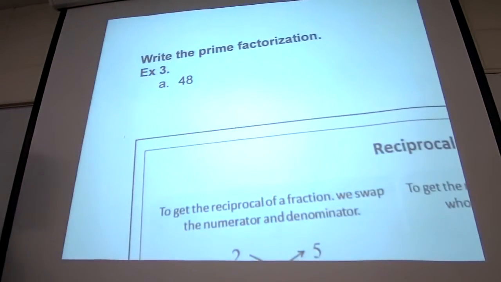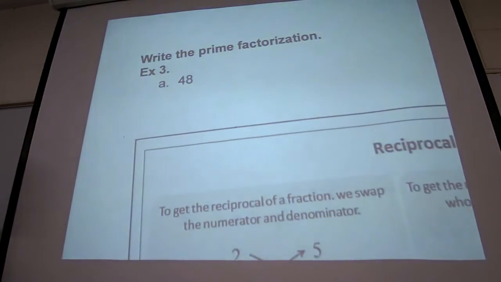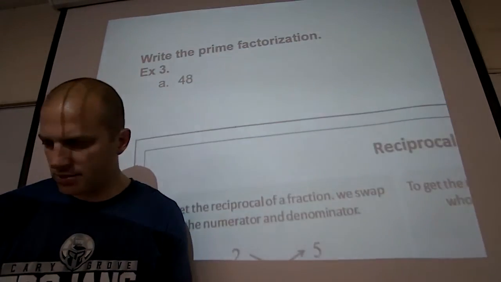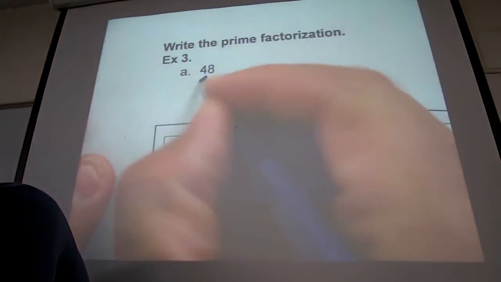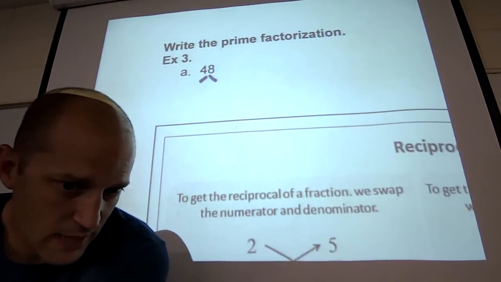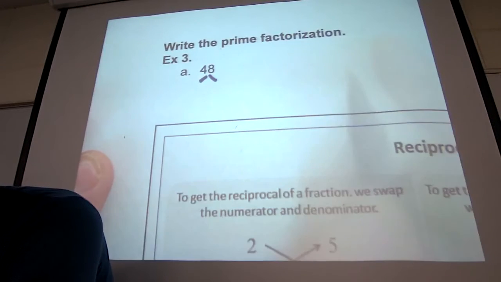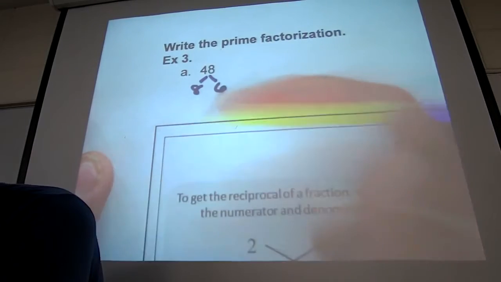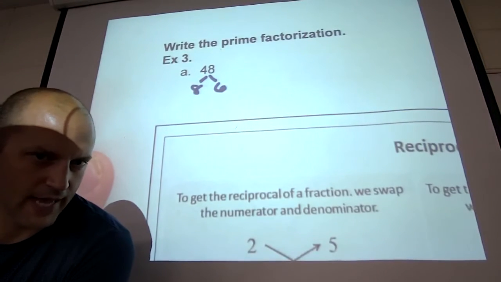Next thing we need to do is prime factorization. Write the prime factorization. Now, I like to do factor trees, okay? So I'm going to start with 48. So hopefully we can see we got 48 here. What do you want to divide 48 by? Give me a number that 48 is divisible by. 8 and 6. 8 times 6 is 48.